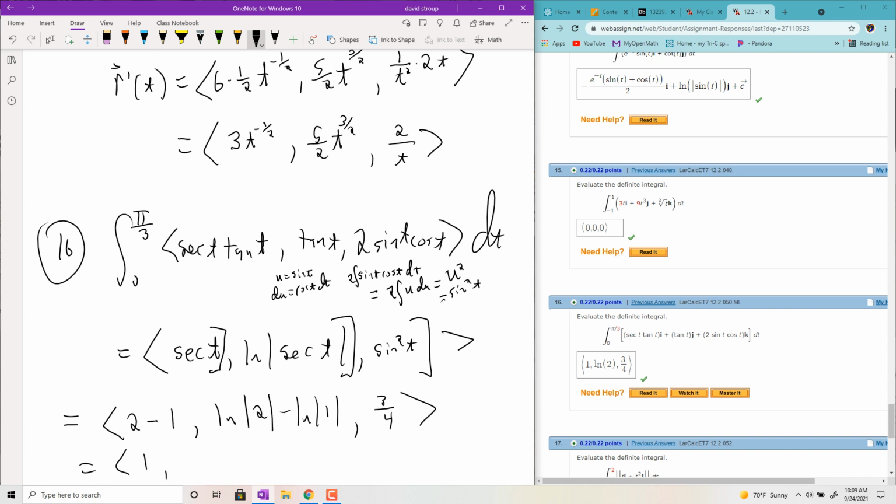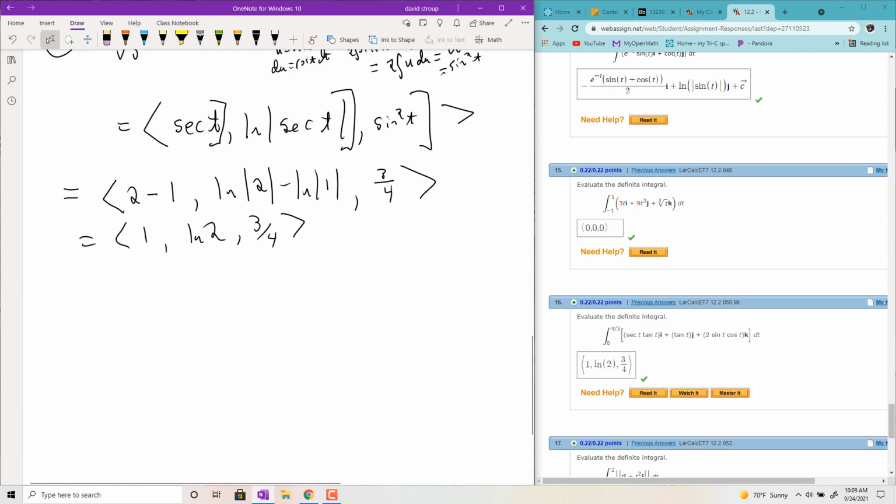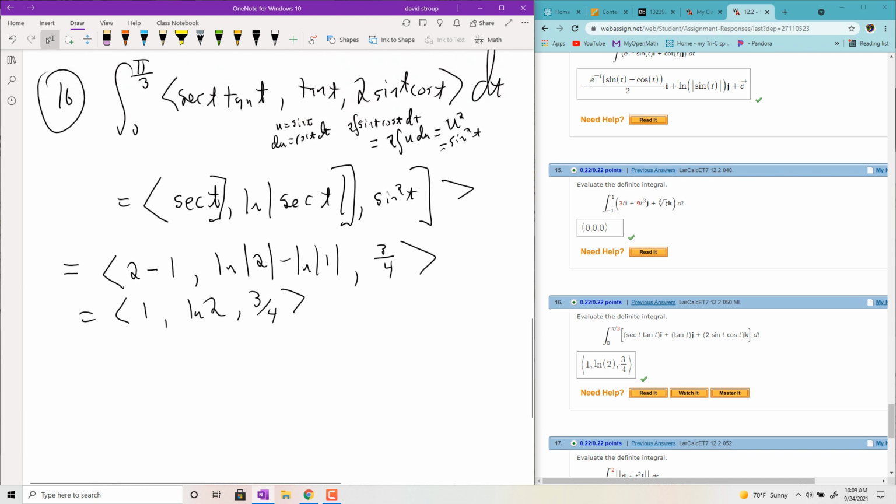2 minus 1 is 1. ln 2, I'll just leave it like that. ln of 1 is 0, and then 3/4. Okay. And I'd prefer if you just left it as ln 2. Don't get an approximation. Just leave it that way.